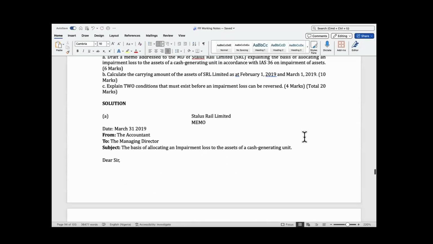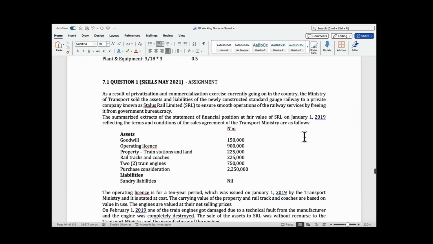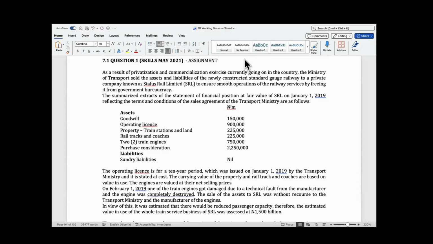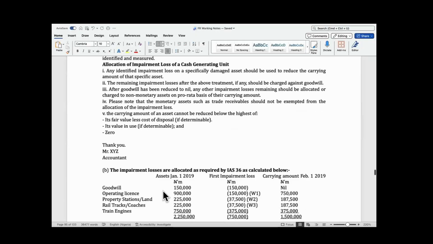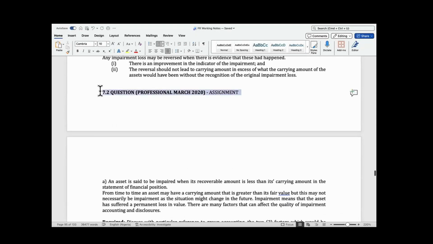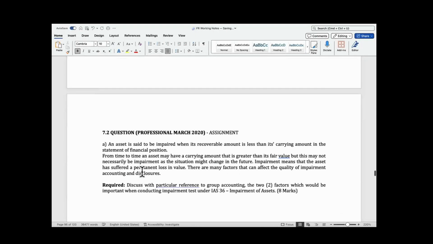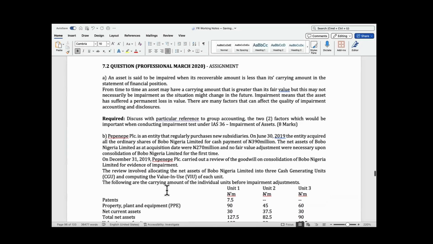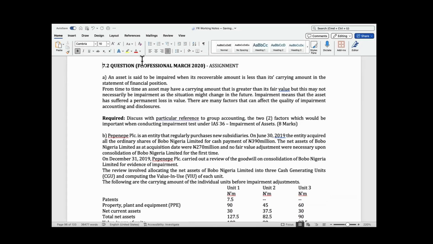Okay. This is the solution to the first assignment. When I'm updating my notes to you, it's going to be among it. It will be in between it. The second assignment. It says, this one is a professional level question, and they can ask it in skills too. I've seen them ask a question in professional in one diet, and in another diet, they will come and ask it in skills.